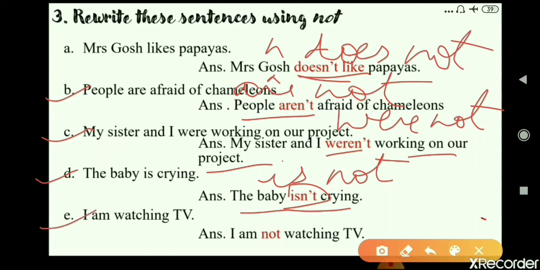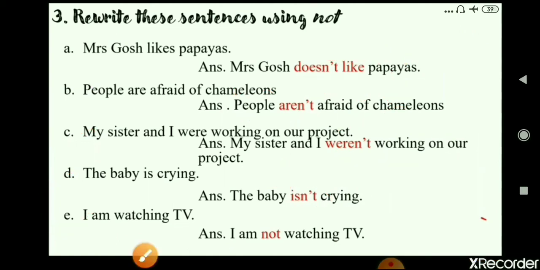Same way, I am watching TV. I am not watching TV. Okay, so all these are negative sentences. You have to complete this exercise in your notebook.